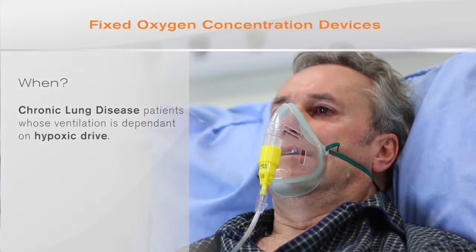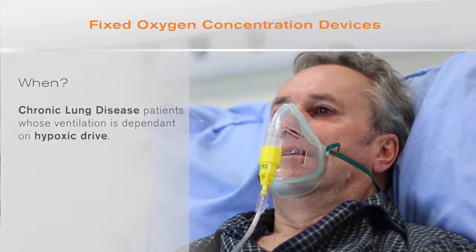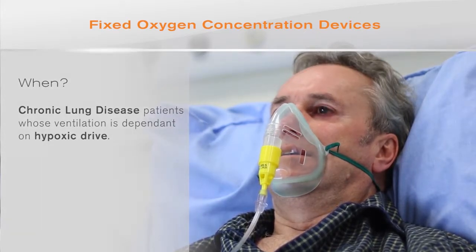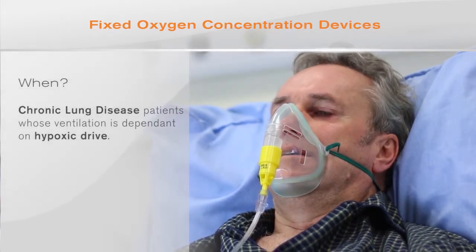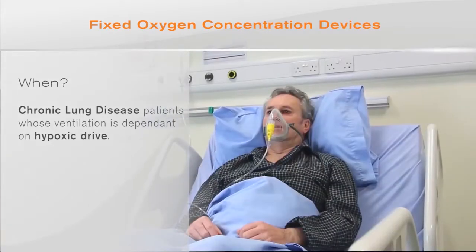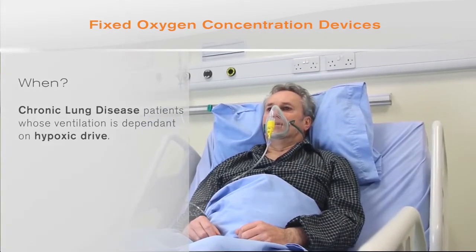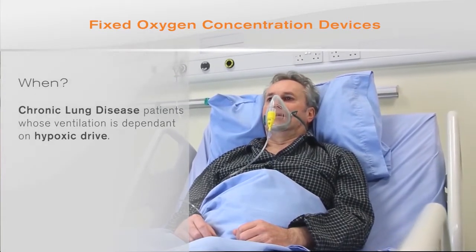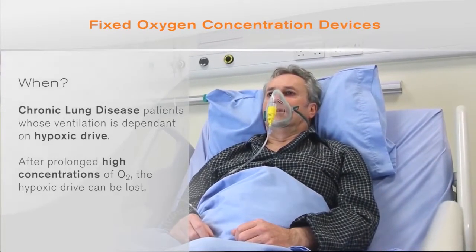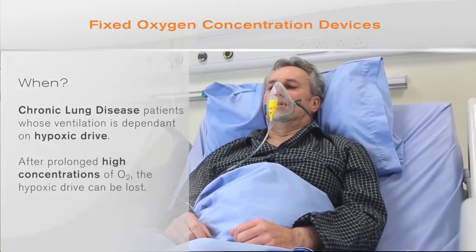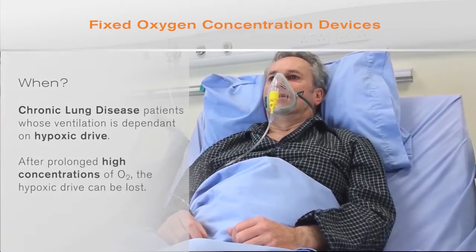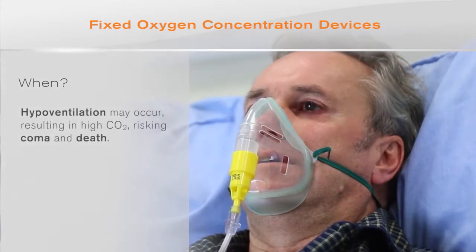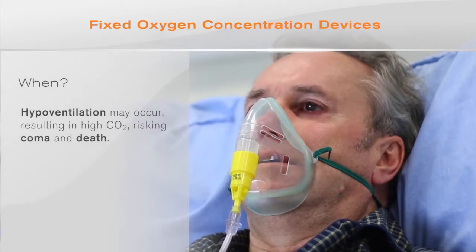This is an overemphasized condition where the usual stimulus for respiration, which is the maintenance of normal CO2 levels, is lost due to chronically high carbon dioxide levels. Respiration is then driven by hypoxia. If high concentrations of oxygen are given to these patients and their PaO2 increases, this hypoxic respiratory drive can be lost. Hyperventilation may occur and the CO2 will become very high, causing coma and possibly death.